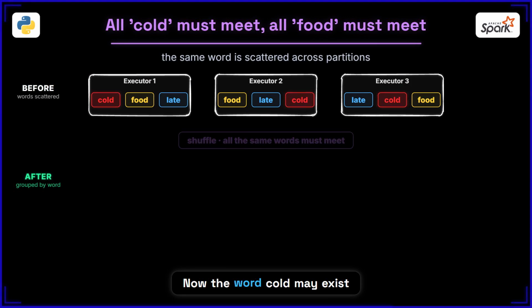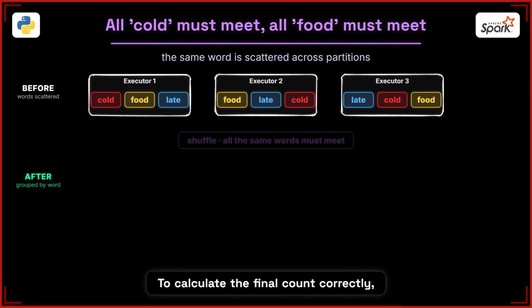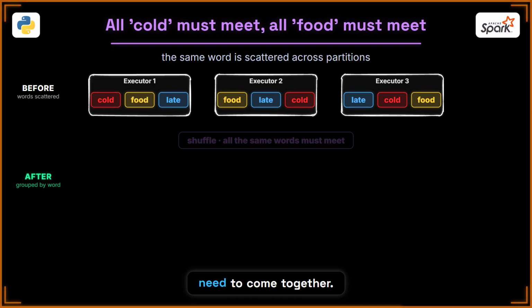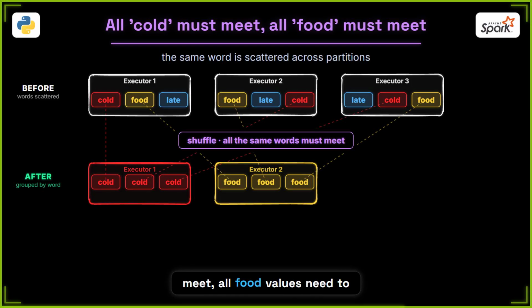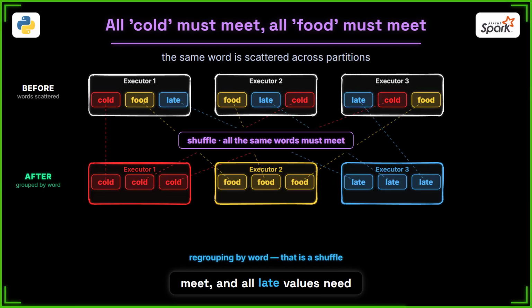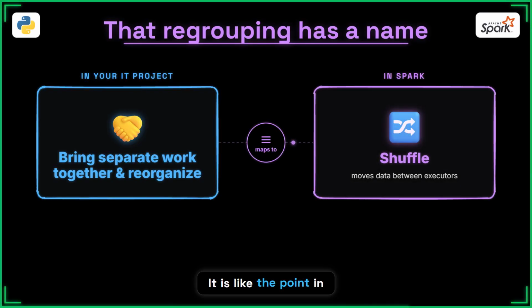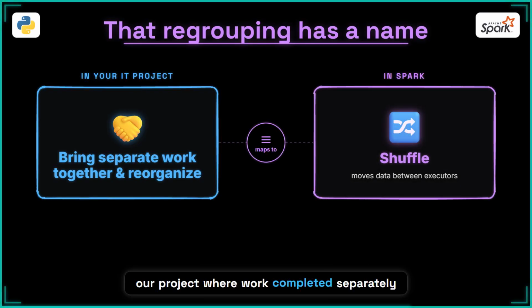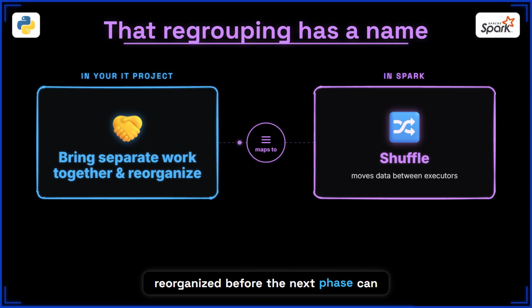Now, the word cold may exist in many different partitions. The word food may exist in many different partitions, and the word late may exist in many different partitions as well. To calculate the final count correctly, all occurrences of the same word need to come together, right? So, all cold values need to meet, all food values need to meet, and all late values need to meet. That regrouping is called the shuffle. It is like the point in our project where work completed separately has to be brought together and reorganized before the next phase can begin.